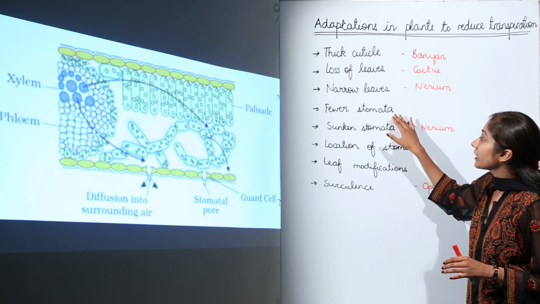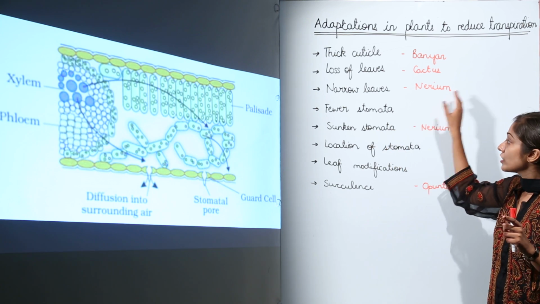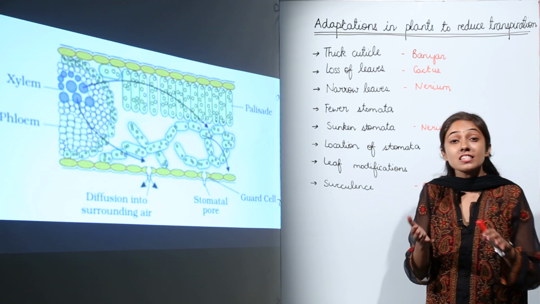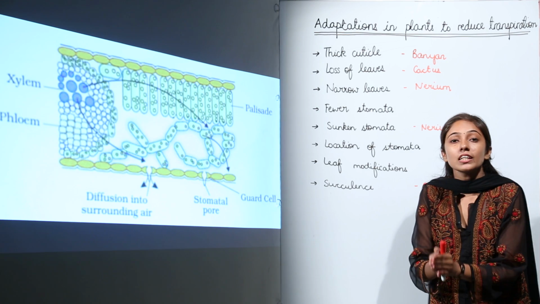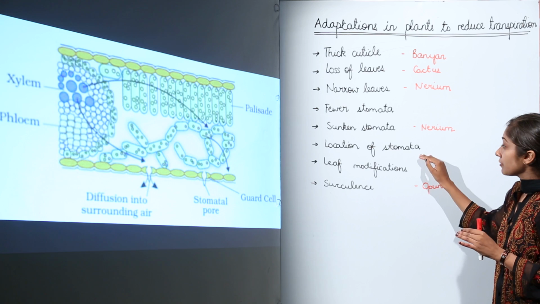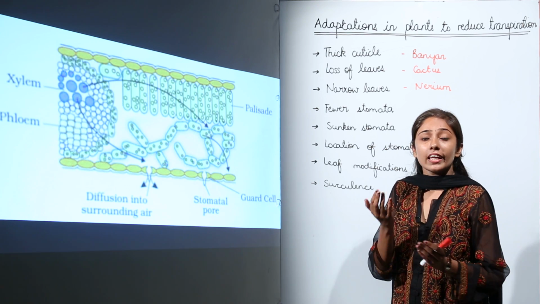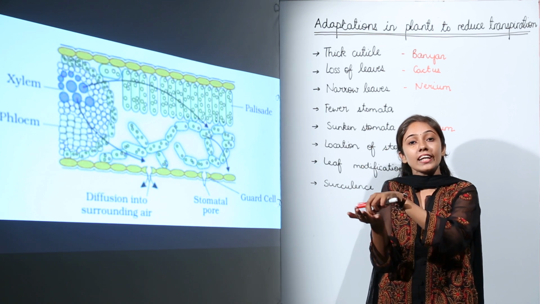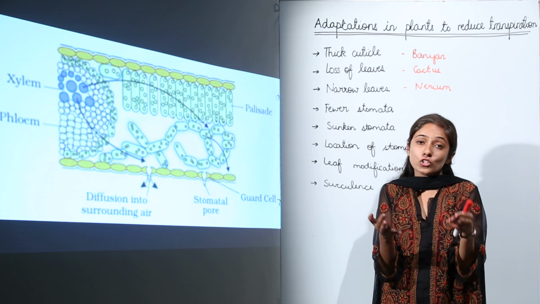Then fewer stomata are there in case of some plants, due to which again the rate of transpiration is reduced. And Nerium also contains sunken stomata, meaning the stomata are in a depressed state, due to which there is a reduction in the rate of transpiration. Then the location of stomata. Since stomata are more on the lower surface of leaves, they are not going to get direct sunlight.